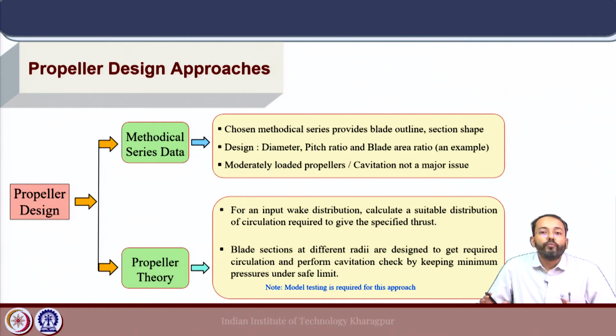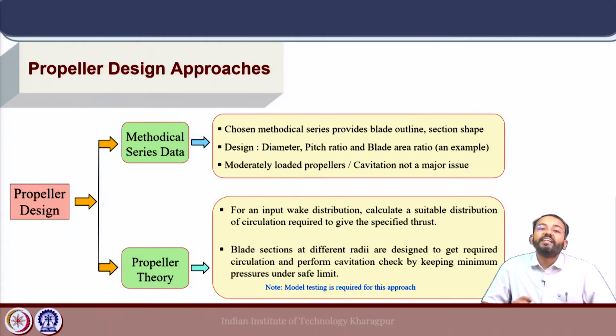Given an input wake distribution, one can attain a suitable distribution of circulation. We have studied some basics of this under the circulation theory, when a circulation distribution is assumed and after suitable iterations the circulation distribution can be modified using certain constants, and the final distribution which gives the specified thrust under the required operation conditions can be considered for the design.